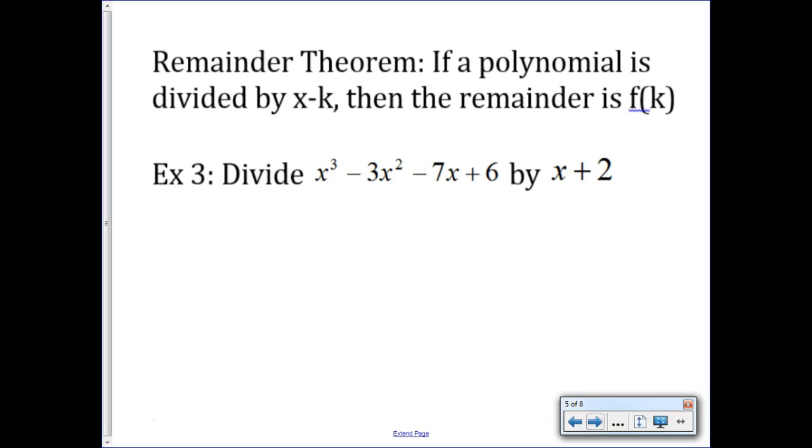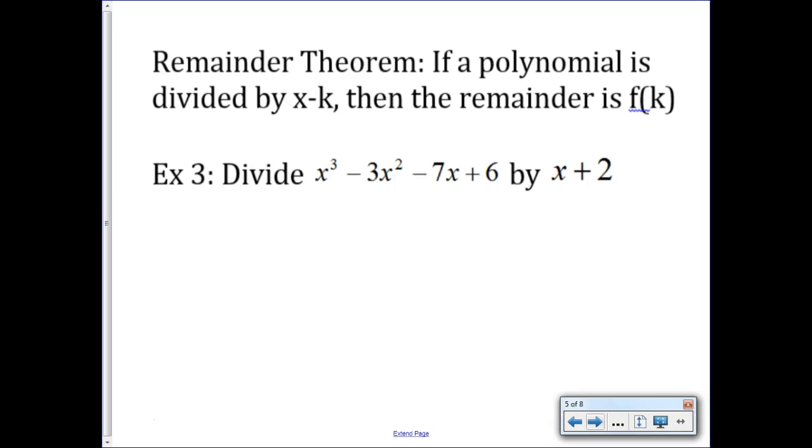The remainder theorem tells you if a polynomial is divided by x minus k, then the remainder is f of k. So that's what we just talked about. That remainder was 15 in that past example. Here it says divide x cubed minus 3x squared minus 7x plus 6 by x plus 2. So we have a linear polynomial that we're dividing by, so you can choose to use long division if you want. I'm going to use synthetic division here.